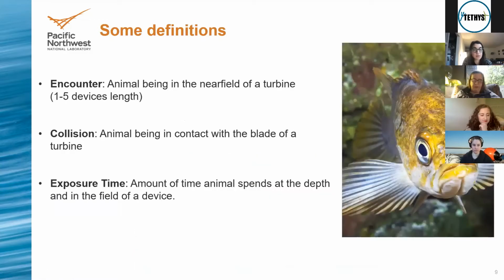I'm going to also talk about other terms here that I wanted to define. So first of all, the encounter, which is an animal being in the near field of a turbine between 1 and 5 devices length. The collision of an animal, which is when an animal is being in contact with the blade of a turbine. And I will also mention exposure time, which is the amount of time an animal spends at the depth and in the field of a device.